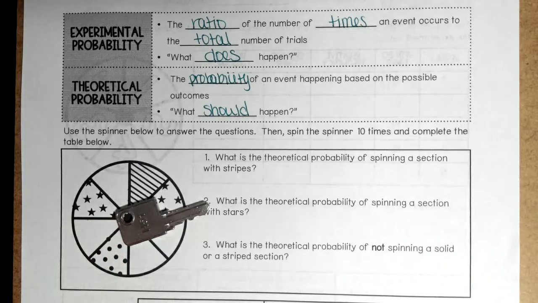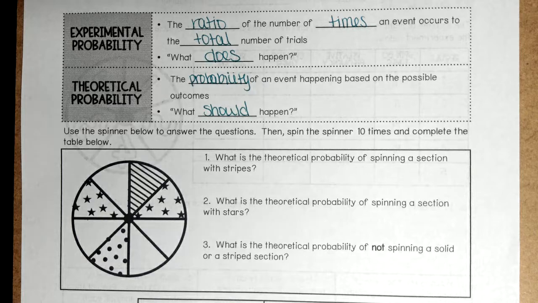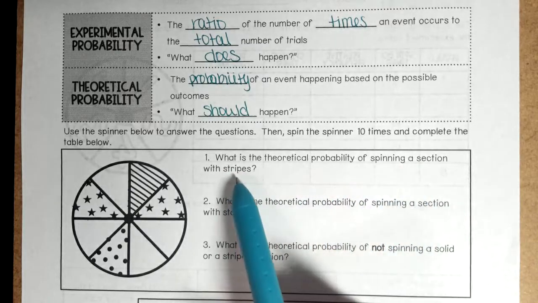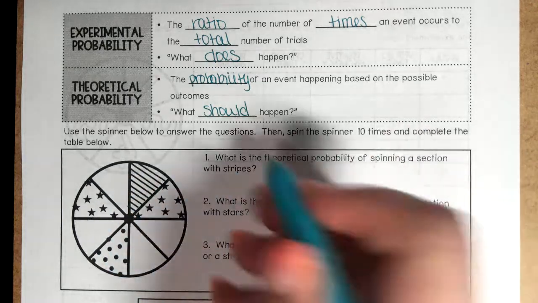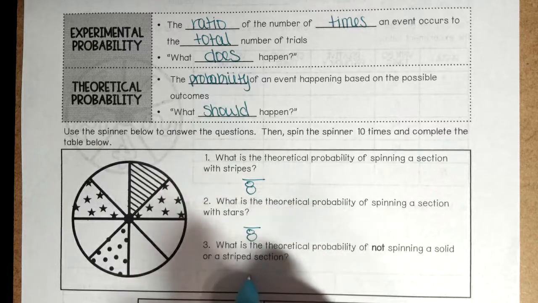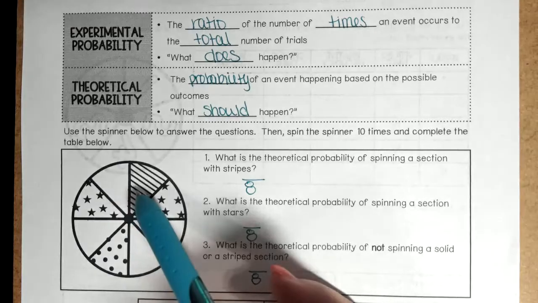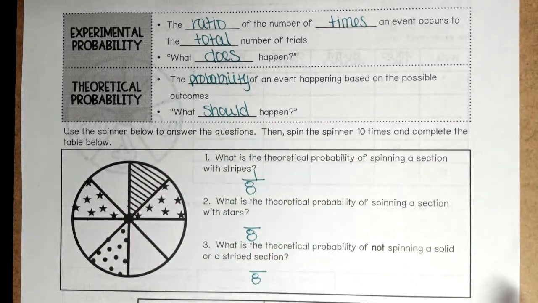Okay, so let's talk about theoretical probability first. So again, theoretical probability is what should happen. So what is the theoretical probability of spinning a section with stripes? Well, I can see I have 4 sections on this side, 4 more on this side, so I know that the total number of outcomes is 8. And we're looking for stripes. Well, there's only one box with stripes. So there's a 1 in 8 chance that I'll spin something with stripes.